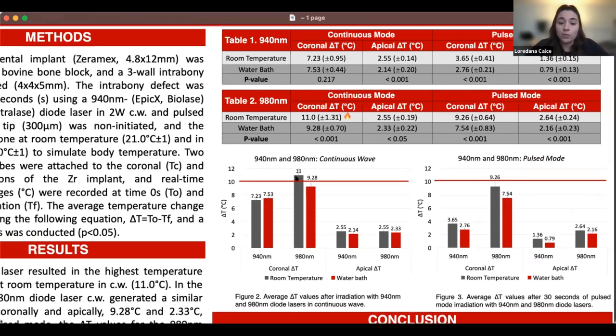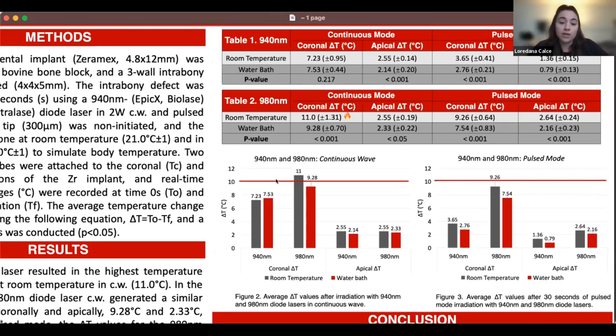So in figure 2, we are looking at the delta T values after using 2 watts continuous wave, and the highest temperature change occurred at the coronal level of the ceramic implant when using the 980 nanometer diode laser. And as you can see, this temperature increase at room temperature went above that critical threshold of 10 degrees Celsius, as highlighted by this red line here. So any temperature value above this value has been shown to result in necrosis of the surrounding tissue.